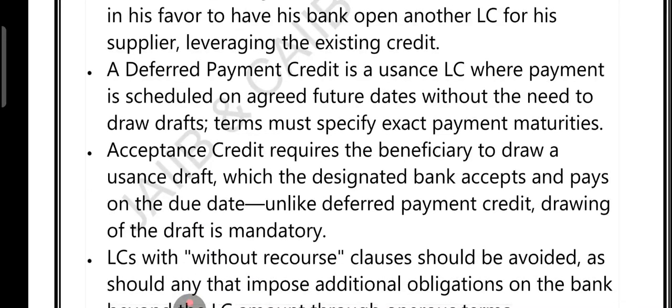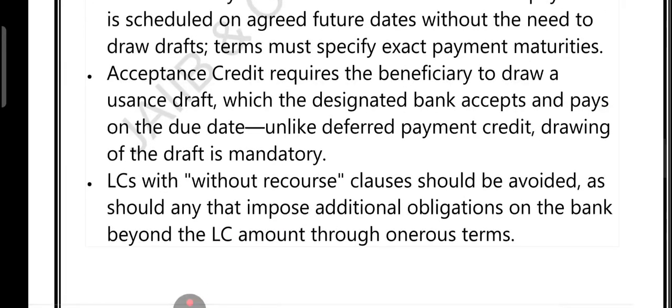Deferred payment credit. This is called usance LC. Payment is not immediate. No drafts are allowed. The LC clearly mentions when the payment will happen in the future. It's all about an agreed date. Acceptance credit. Similar to deferred, but here the beneficiary must draw a usance draft. The designated bank accepts it and pays on the maturity date. Drawing the draft is mandatory here.